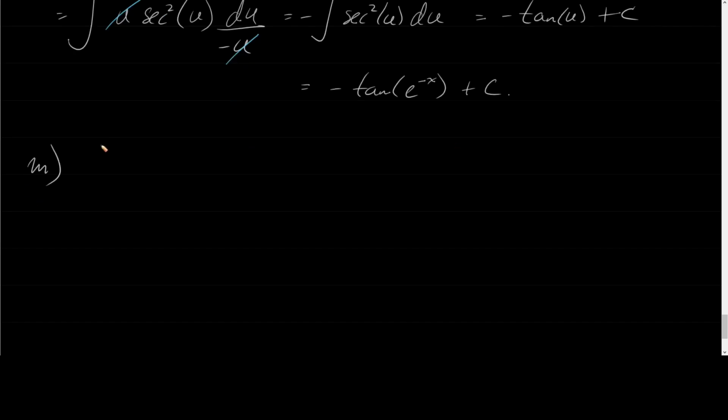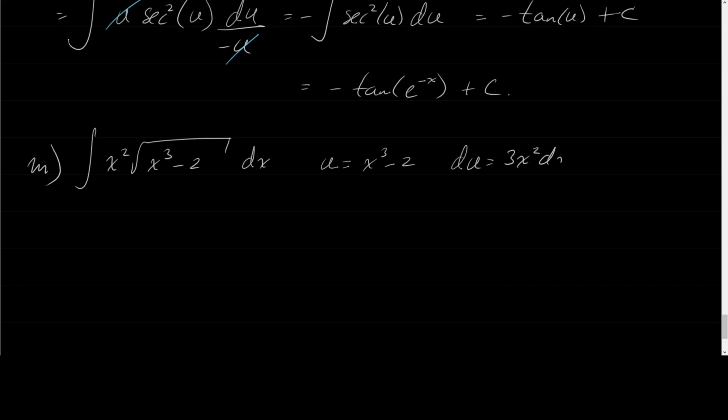Let's say that we had the integral of, let's do x squared times the square root of x cubed minus 2 dx. And here, this inside part, that's going to be our u. So let u be equal to x cubed minus 2. That gives du to be 3x squared dx. And that's why I chose my inside to be our u, because I saw this x squared out here.